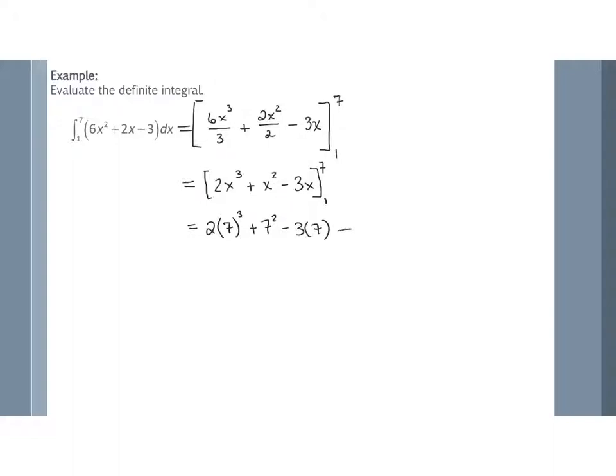Then we're going to subtract off that antiderivative evaluated at 1. So make sure we put in that grouping symbol, and we're going to subtract all of what follows. So subtracting the 2 times 1 cubed plus 1 squared minus 3 times 1. And now it's just a matter of some arithmetic. So we obtain 686 plus 49 minus 21 minus 2 plus 1 minus 3, which is 714.